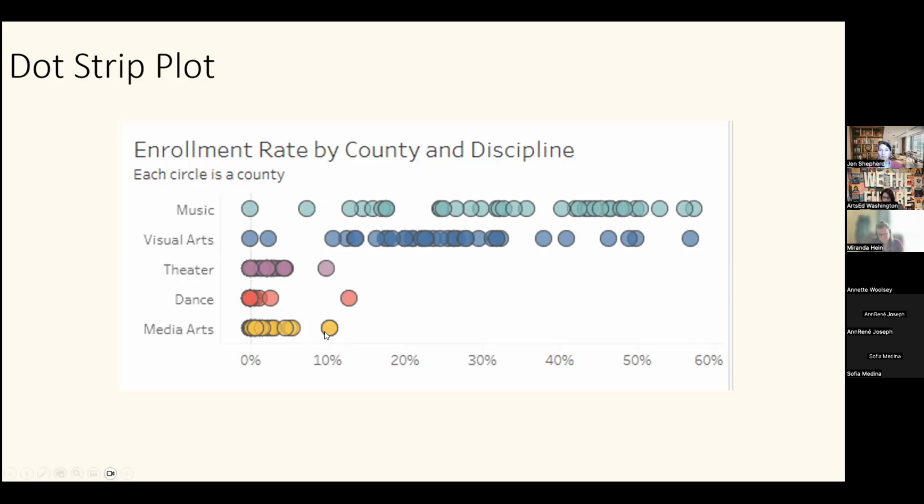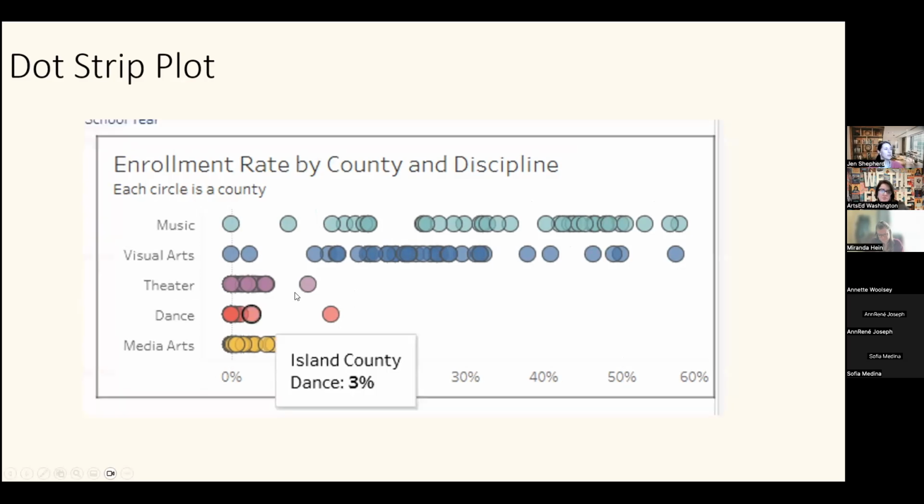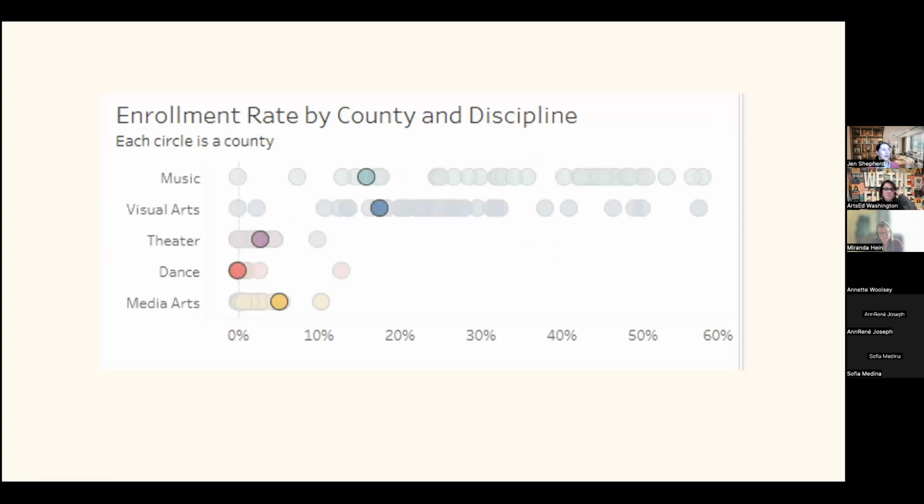Media arts, a little bit more participation here, but less so for some of these other disciplines. And in the interactive version of the dashboard, you can hover over any of these and find out which county that is and what is that exact value. So you don't have to just guess based on the axis. And you can even pick a county and see how it looks on all 5 disciplines simultaneously.